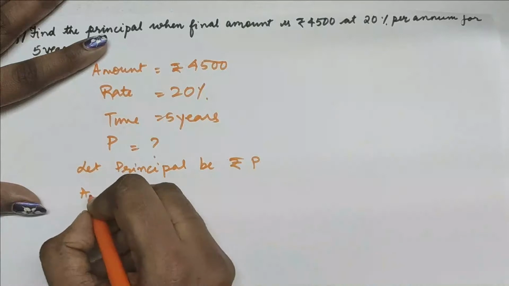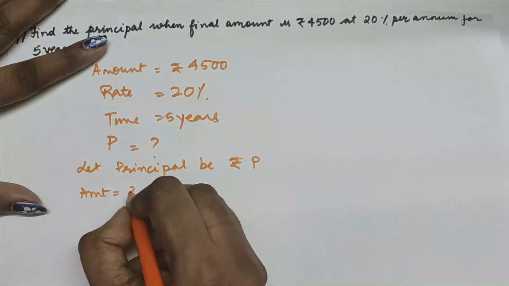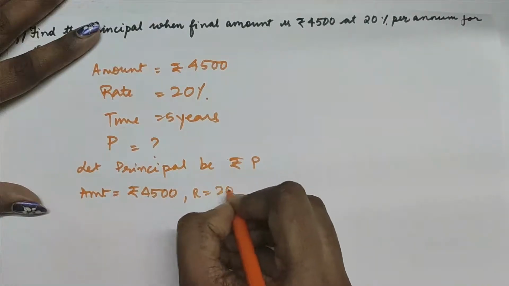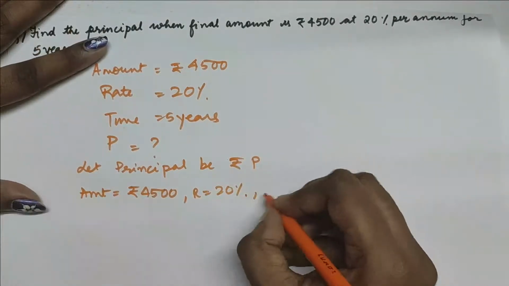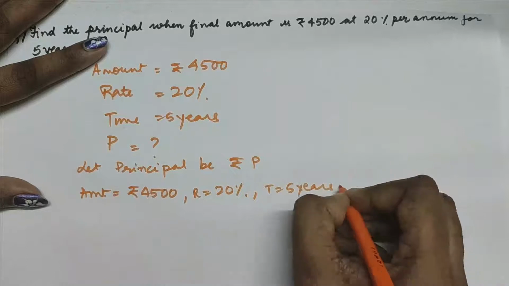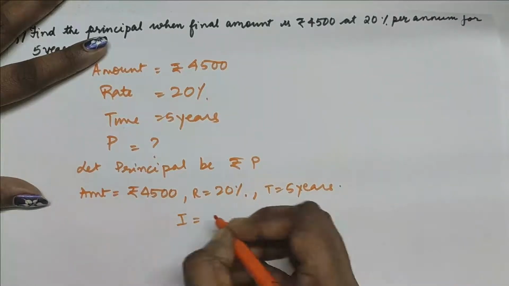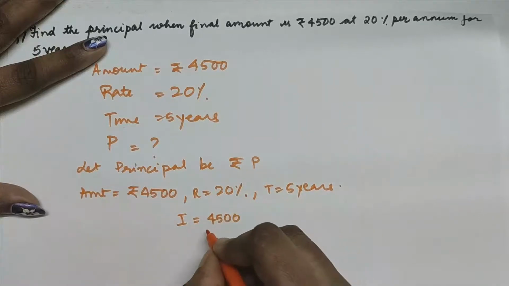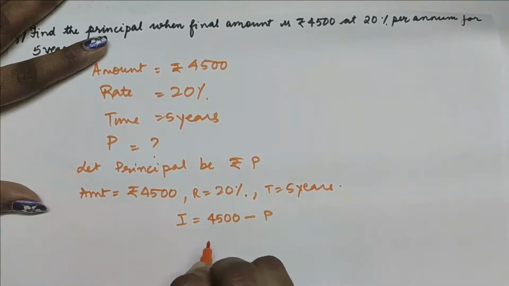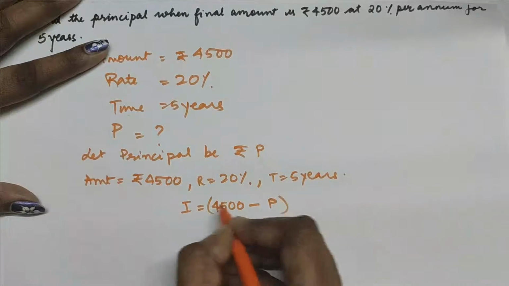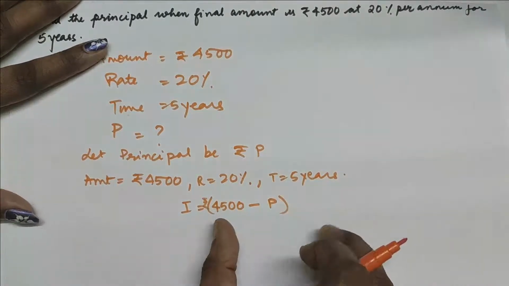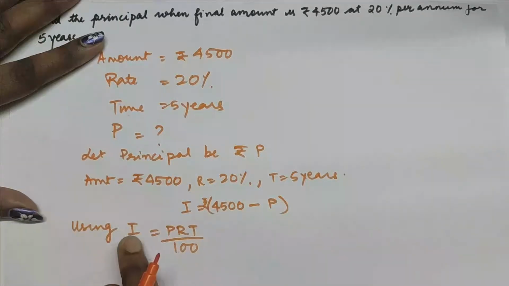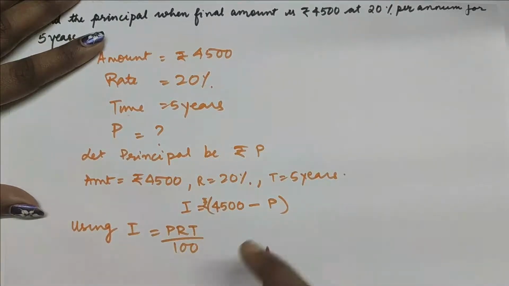Now if the amount which is told to us is rupees 4500 with a rate percent of 20% and the time is 5 years, what do you think the interest would have been? It would have been the amount minus the principal, that is P. Now we have got interest in terms of P because amount minus P. Now you know that the formula for interest is PRT by 100.